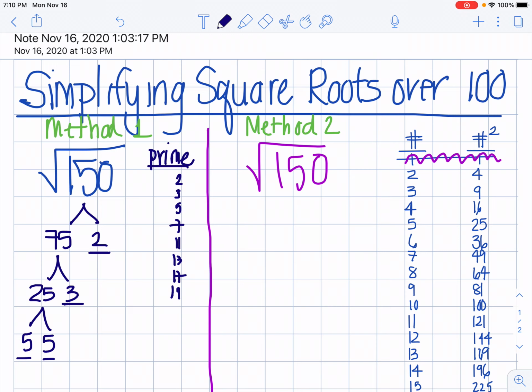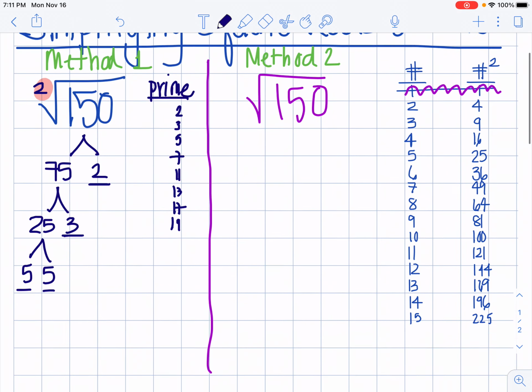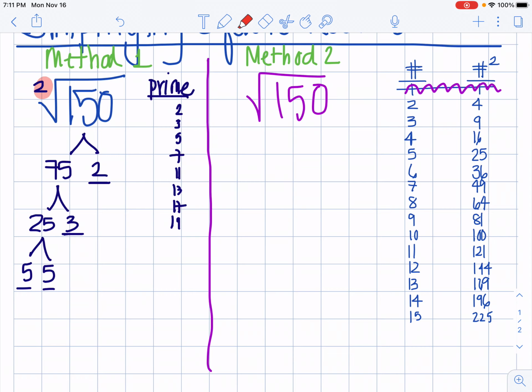So now, here's what I do. And this happens to work for all different kinds of roots. The number here in this corner is called the index, and if there's no number there, it's really a 2. What that means is I need to take two numbers that multiply by itself. That's what it means to be a square root. So if I'm looking at all my prime numbers, I want to find numbers that have a match, because that means they have a pair, because 5 times 5 is 25, and the square root of 25 is 5.